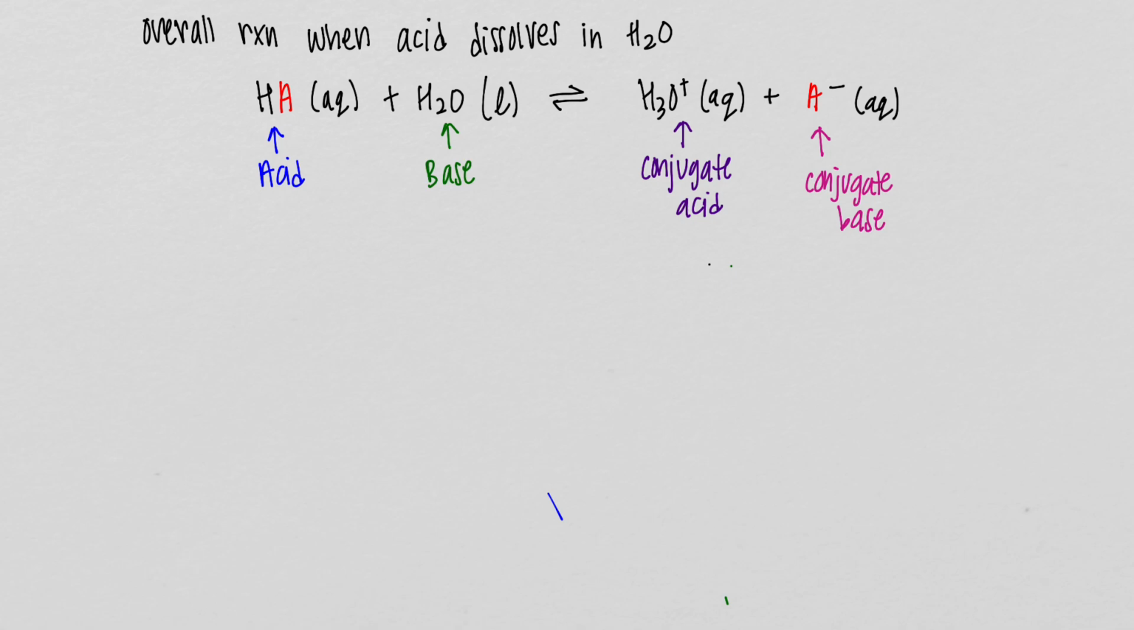And just real quick, these arrows, when they're half arrows and they're going both ways, it means that it's reversible. So it can go both ways. It can go from left to right, right to left, and it's at equilibrium. It's balanced. Okay, so those two things.